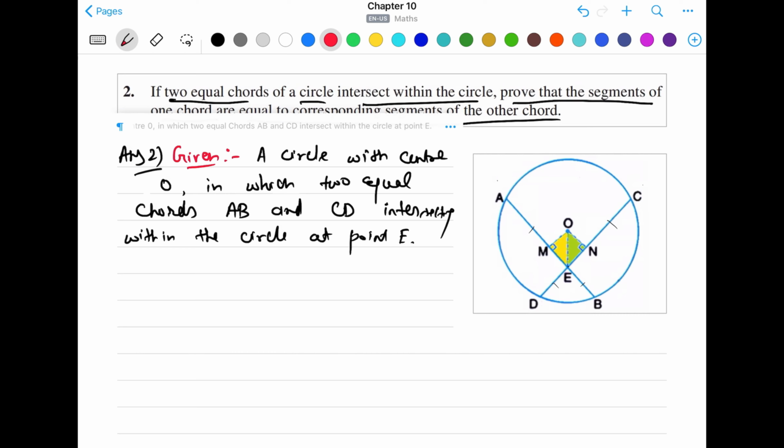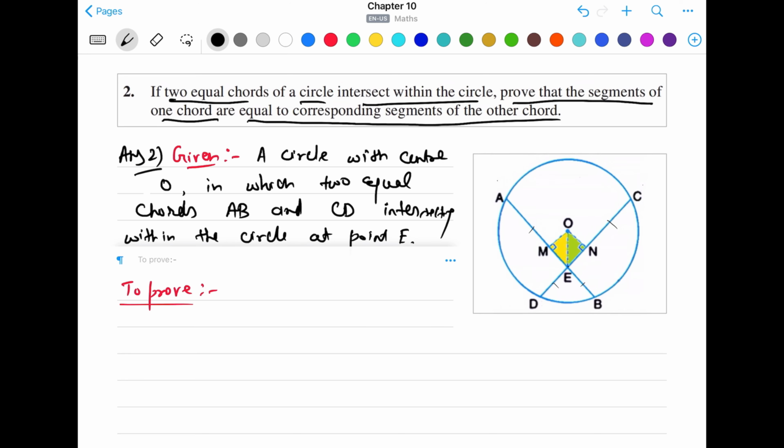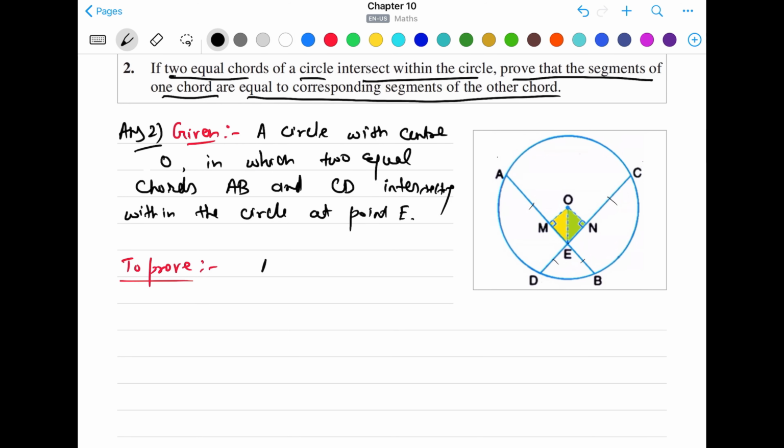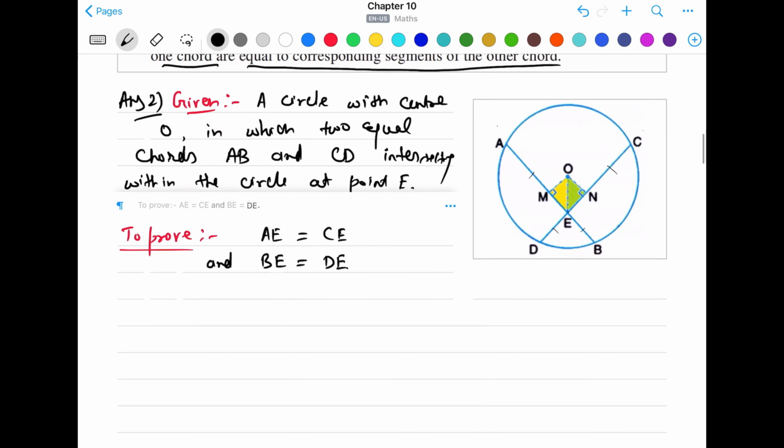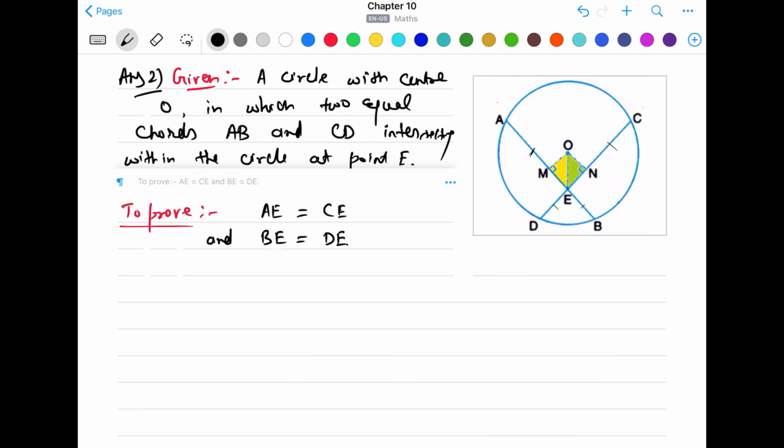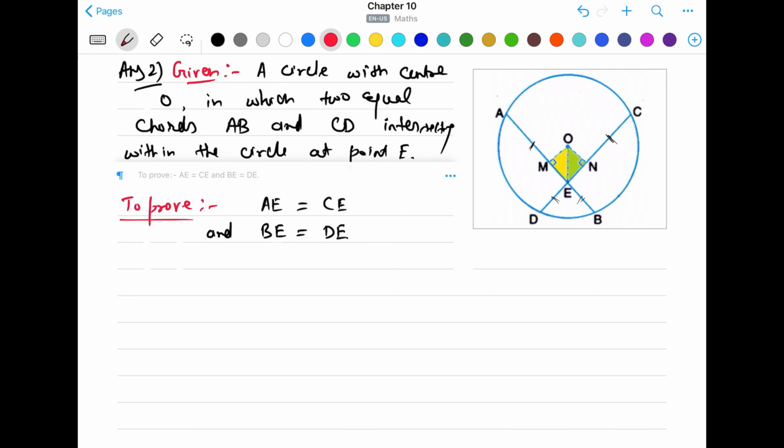What we have to prove here is, we have to prove that their corresponding segments are equal. That means we have to prove that AE is equal to CE and BE is equal to DE. This is what we have to prove. These corresponding segments are equal. Okay, so let's start this proof.